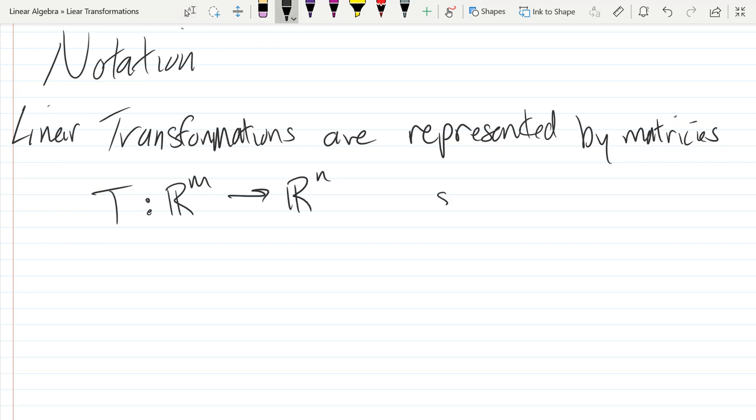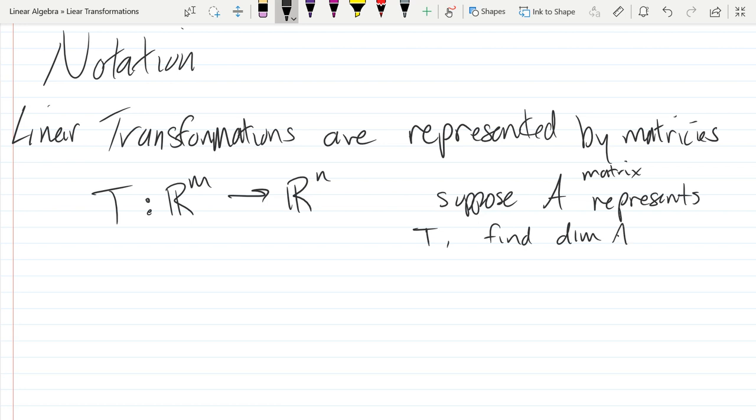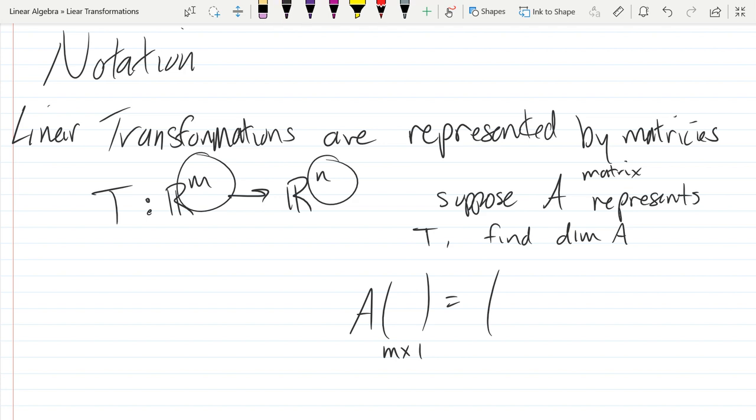So we're going to suppose A is a matrix that represents T, and we're going to find the dimensions of A. So I'm going to write it as A, and now our input is M dimensional, so we've got M rows, one column. Our output, just reading off of M and N right here, is off the dimensions of our domain, dimensions of our range. So we're multiplying by an M vector, and then we're going to get an N by one vector here. All right, so write down the dimensions A has to have in order for this product to work out.